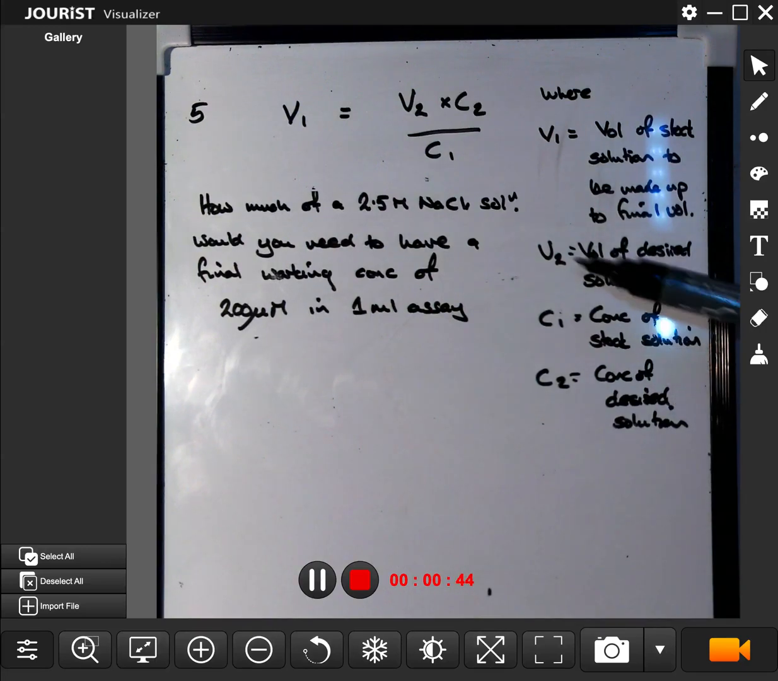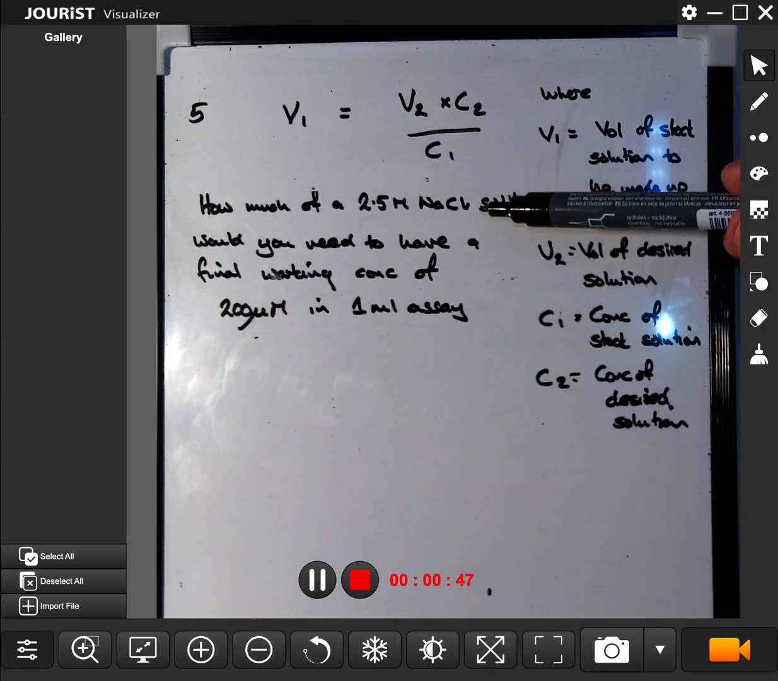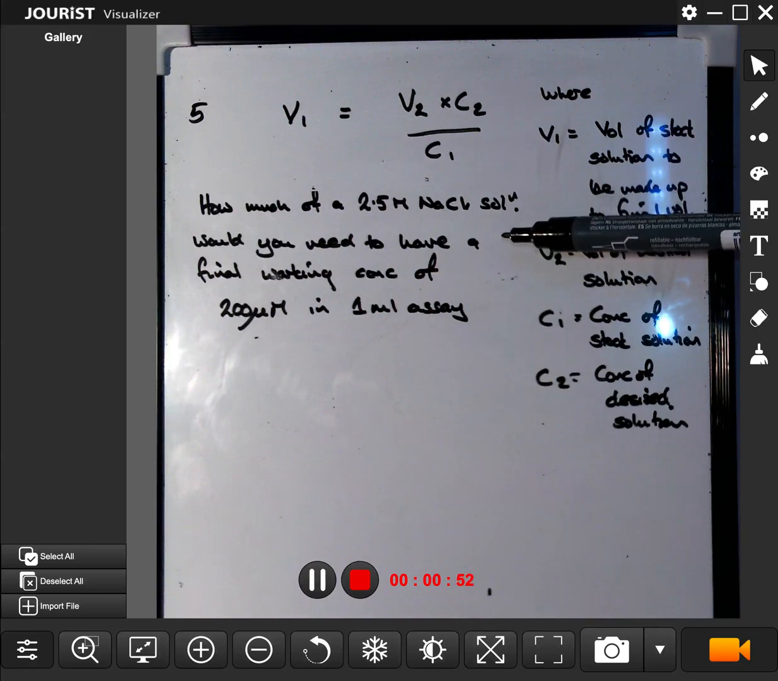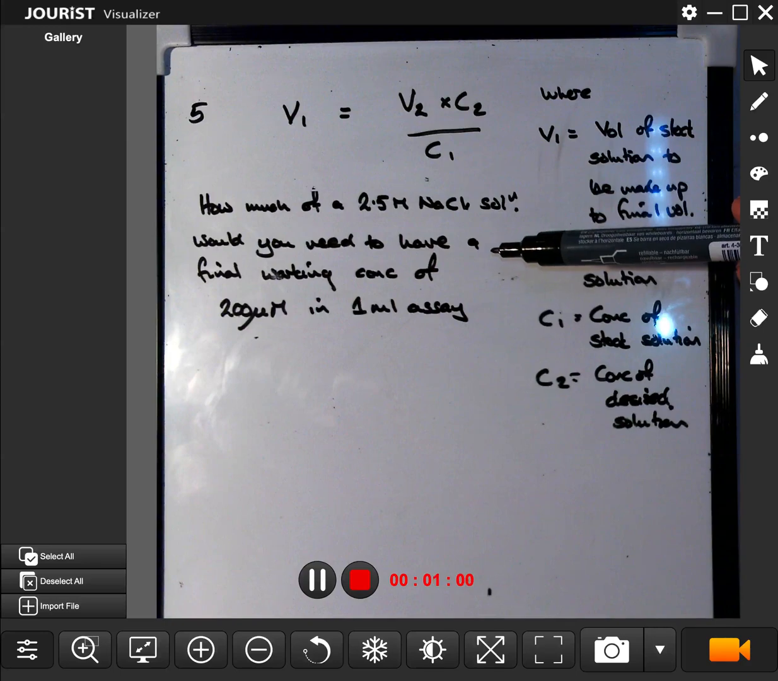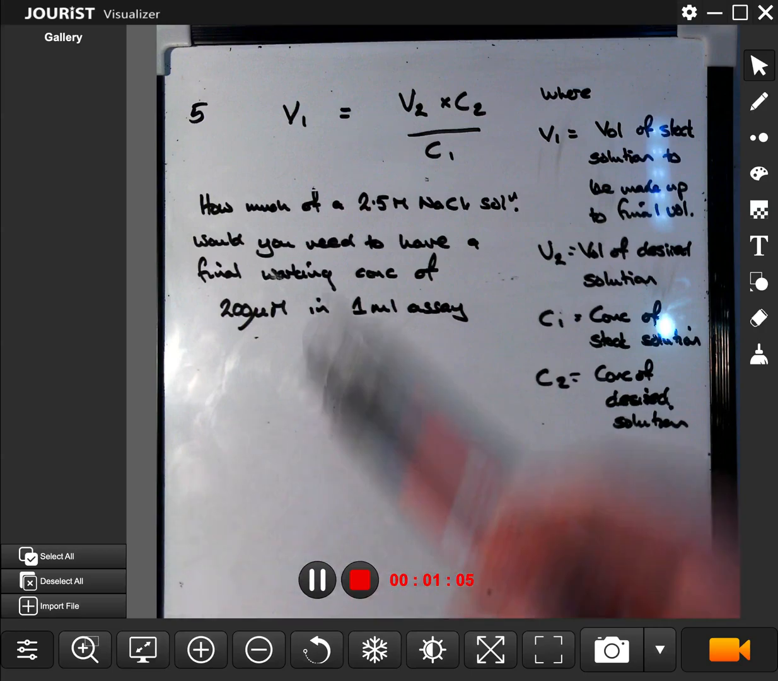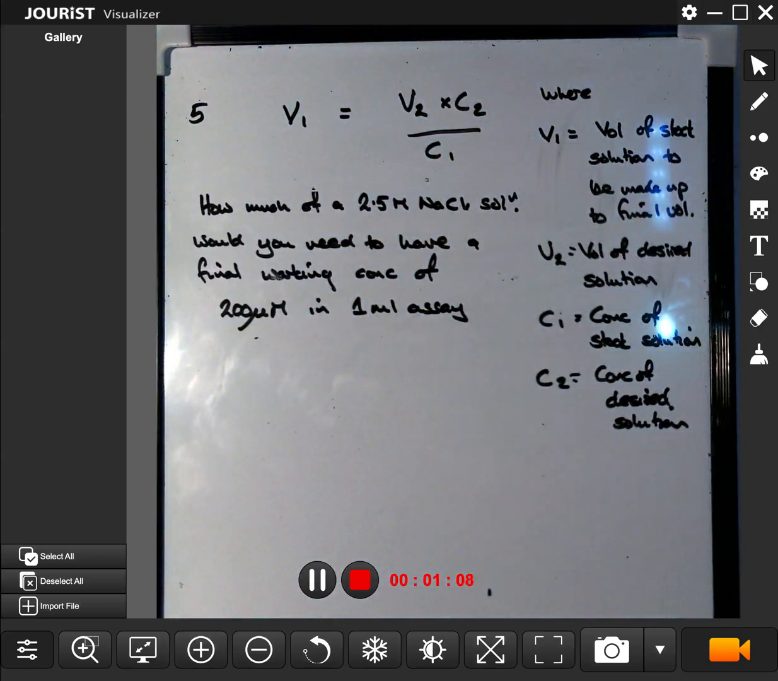Let's look at this question now. How much of a 2.5 molar salt solution would you need to have a final working concentration of 200 micromoles in a 1 milliliter assay? So what we're trying to do here is work out V1. What volume of this 2.5 molar sodium chloride solution are we going to pipette in so that it gives us 200 micromoles in a 1 mil assay?